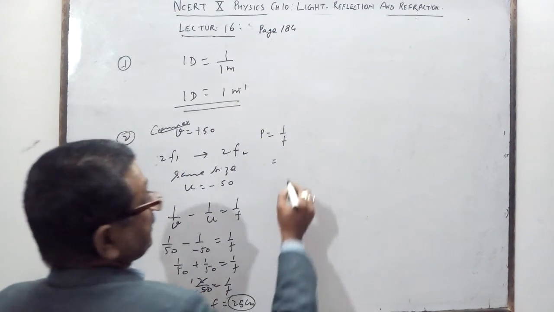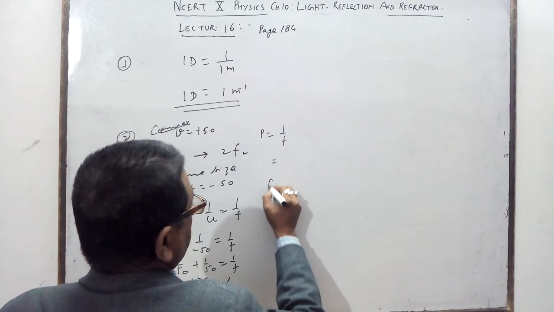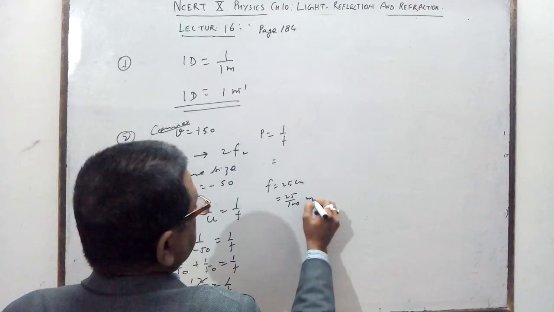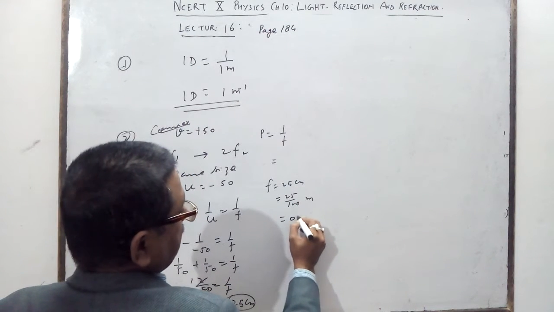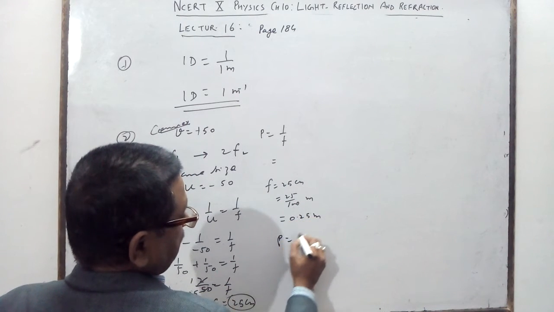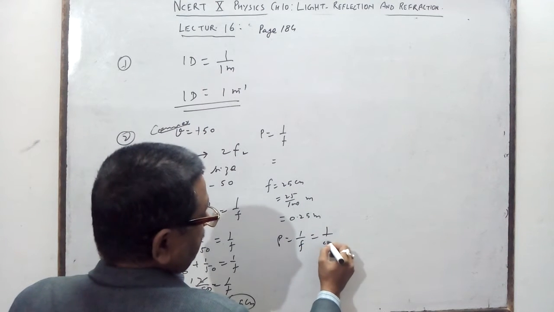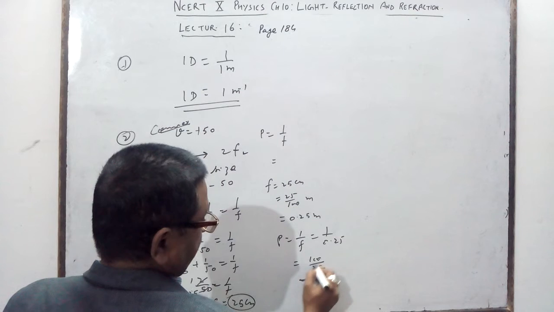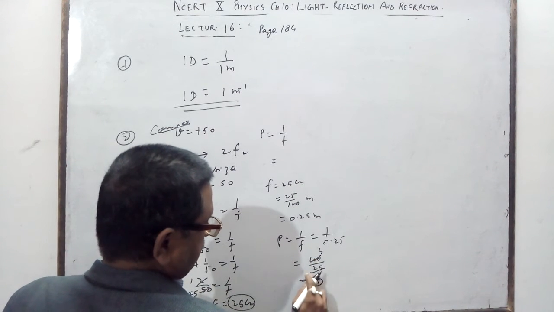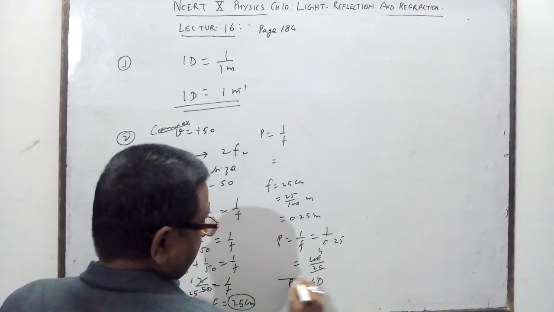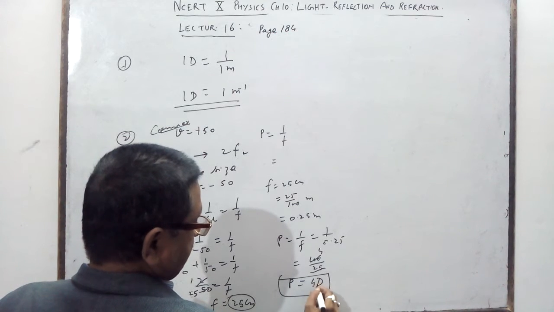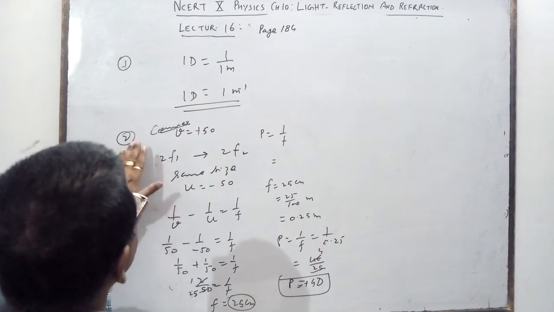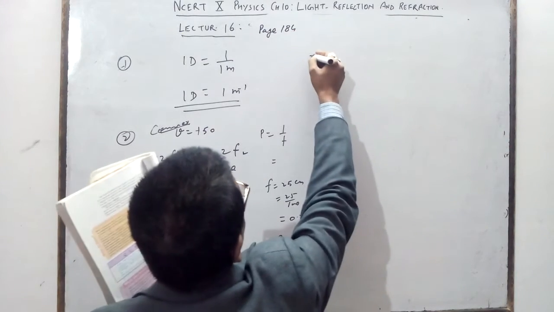Power is equal to the reciprocal of the focal length in meters. The focal length is given as 25 cm, that will be 25 by 100 meter, so you will write 0.25 meter. Power is equal to 1 by F, 1 upon 0.25, which gives 100 by 25, that is 4 diopter. The power of the lens is 4 diopter, positive, because it is a convex lens.